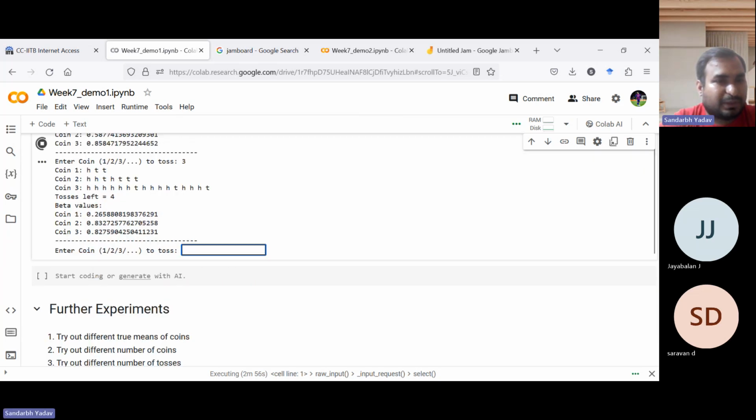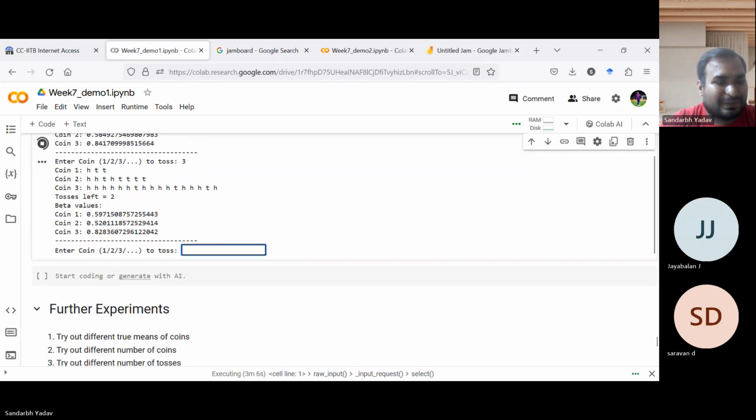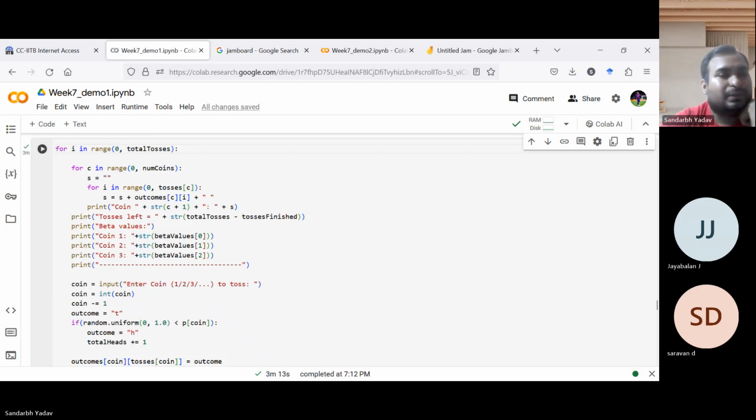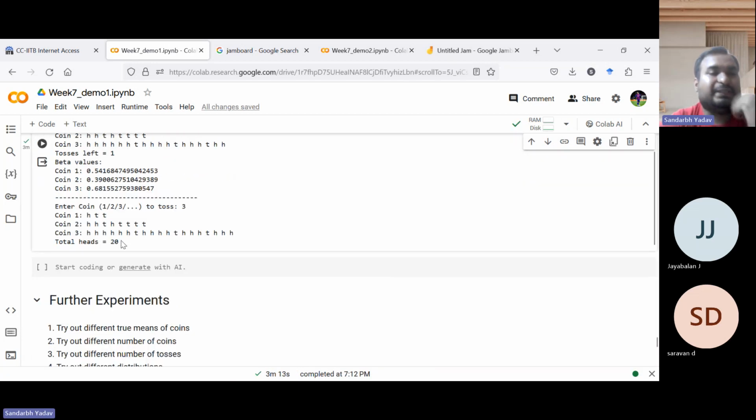Again, somehow coin two keeps on getting lucky. So now back to coin three, still tail. It gave five tails. Coin three. Last toss. Again coin two. So now we can see how many tosses, we got like 20.